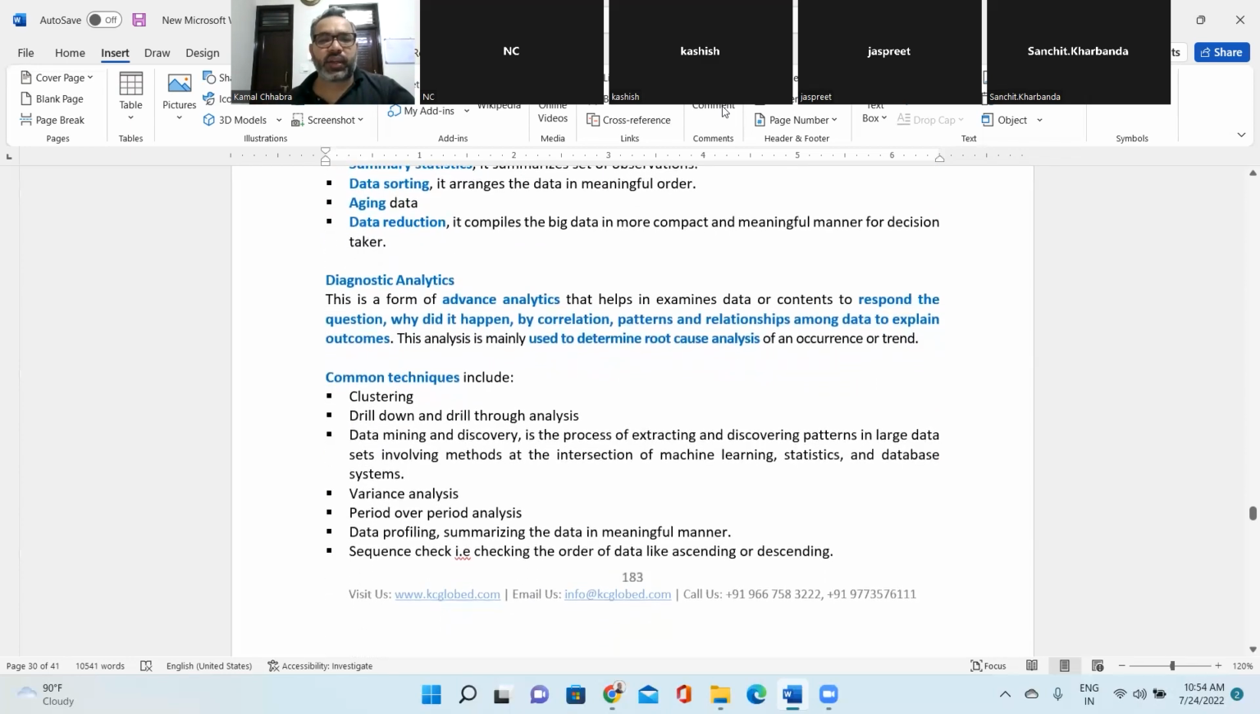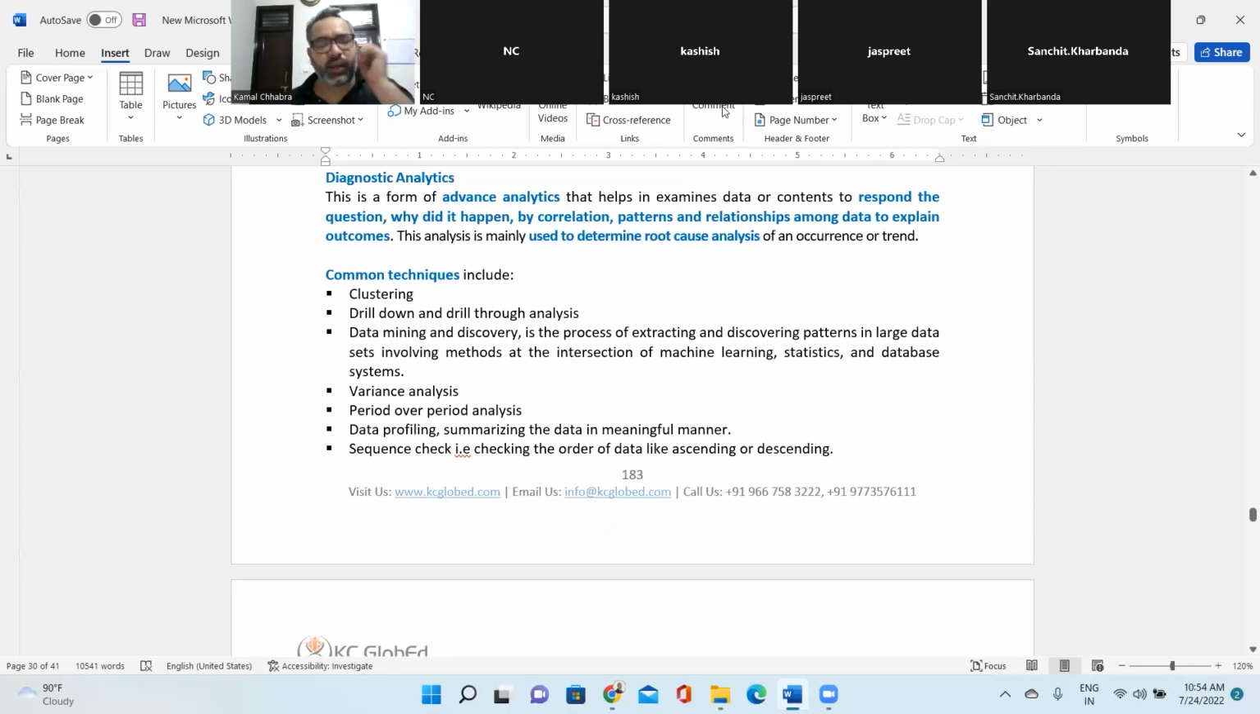Second is diagnostic analytics. Diagnostic analytics is actually an advanced analytics that helps in examination of data or content to respond to the question, why did it happen, right? What is the correlation? What is the pattern? What is the relationship among the data to explain the outcome? This analysis is mainly used to determine the root cause analysis. So this is a very advanced level of analytics.